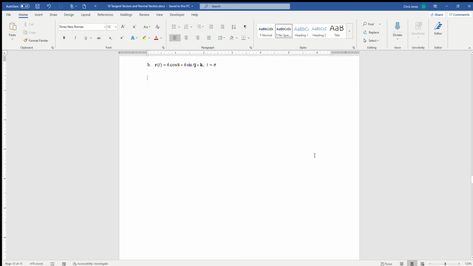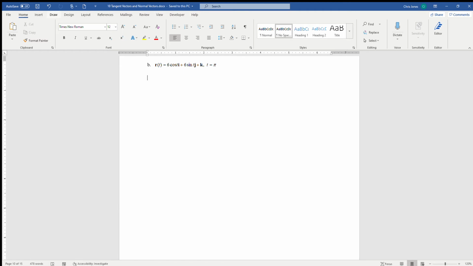So one final example of us being able to compute the principal unit vector at a specific point. Now we have this function r of t equals 6 cos t i plus 6 sine t j plus k, where t is going to be equal to pi. First thing we have to do is verify that it's smooth.